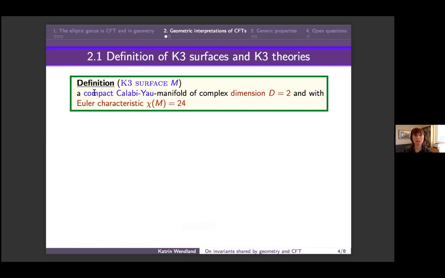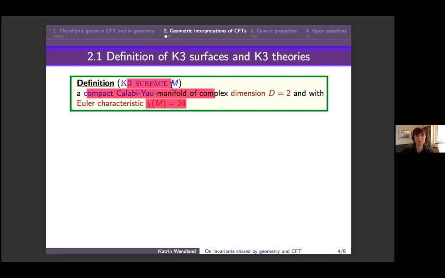So here I can make my life easy by defining K3 surfaces as the compact Calabi-Yau manifolds of dimension 2 whose Euler characteristic is 24. So that's a low-key definition, and it works because we have some serious mathematics working in the background here. The Calabi-Yau manifolds in complex dimension 2 have been classified. Each such compact Calabi-Yau manifold in complex dimension 2 is either homeomorphic to a complex torus or to another thing, and that's the K3 surface.